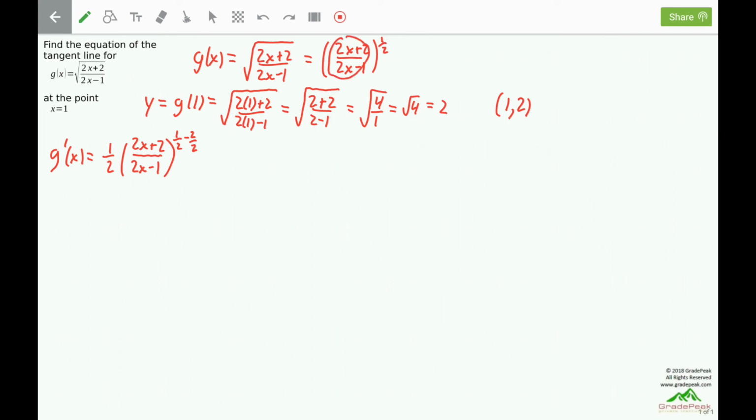That's where the quotient rule comes in. It's the derivative of the inside. It's the derivative of all that right there. Derivative of the numerator, which is a 2, times the denominator left alone, 2x minus 1, minus the numerator left alone, 2x plus 2, times the derivative of the denominator, that's a 2, and the entire thing divided by the denominator squared.